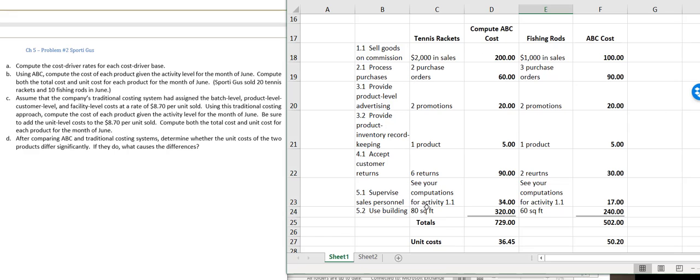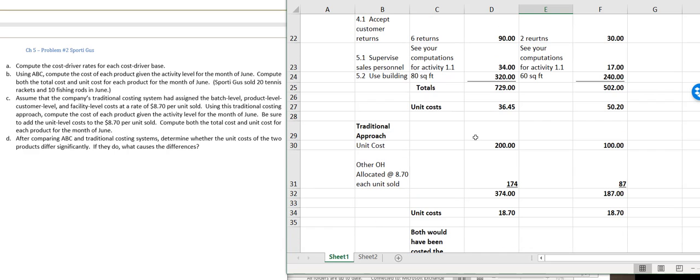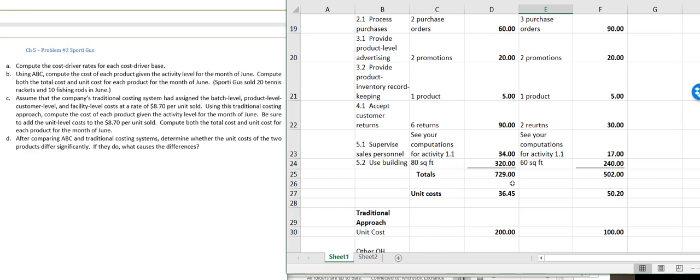This is the tennis racket usage and the fishing rods, and here is our ABC cost: $729 for the tennis rackets and $502 for the fishing rods. The reason I'm not going through all the calculations is you've seen that before, and this is actually a long problem, so having a PDF of the solution is really the way to go. If you've got more questions on it, just ask me. So here's our total cost. The unit cost would be $729 divided by 20 tennis rackets and $502 divided by 10 fishing poles.